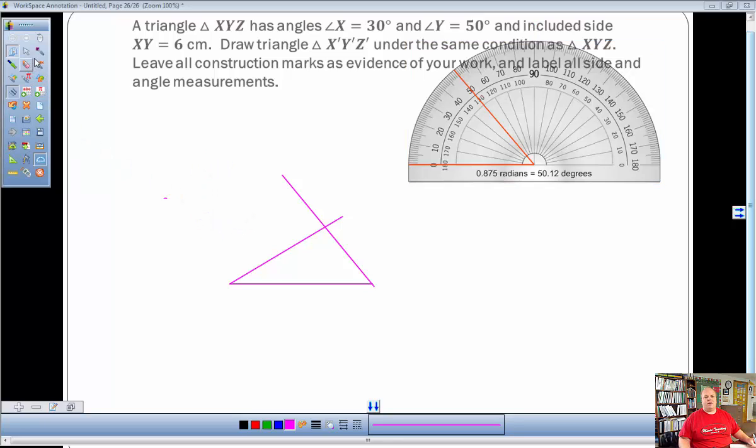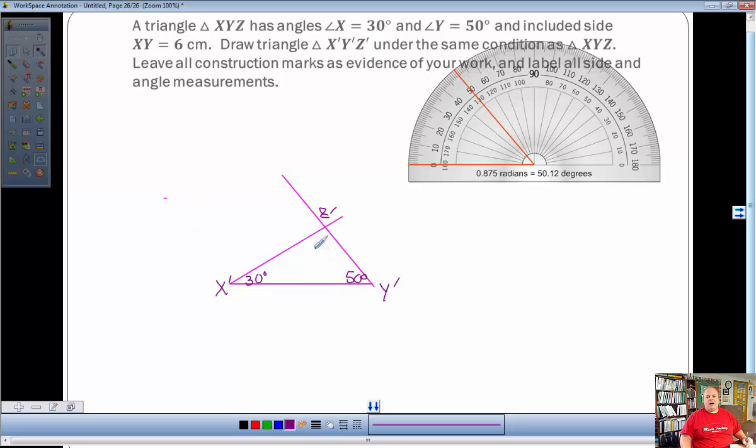Now you got to go through and label what we're doing. So this is angle X prime, Y prime, and Z prime. Okay. Now, this is 30. And this is 50.